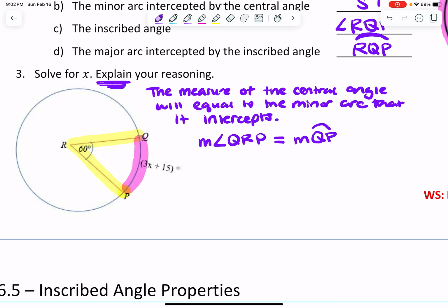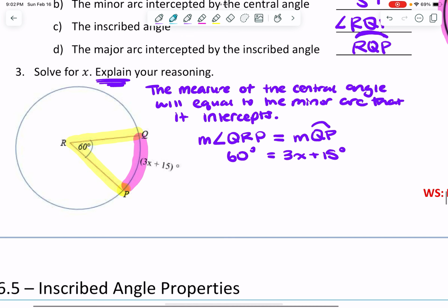And I can go ahead and substitute the values I know. Well, I know angle QRP, the measure of it is 60 degrees. And I know the measure of that minor arc is 3x plus 15 degrees. And now I can use my problem-solving skills from my solving equations unit to solve for x. Notice that I'm always writing that degree sign with every single angle that I draw or write, as long as it's not connected to the letter or variable x, or whatever variable I'm using.